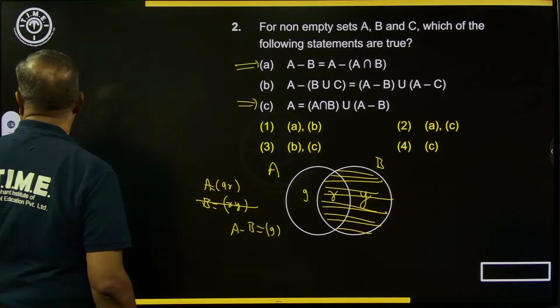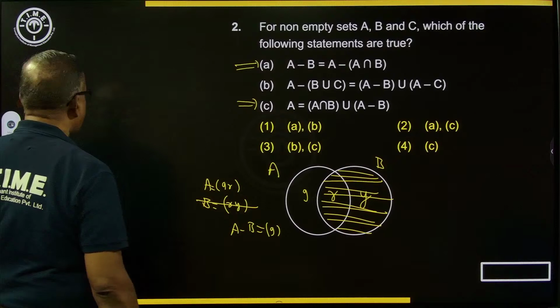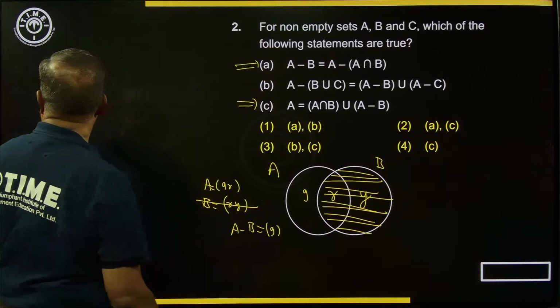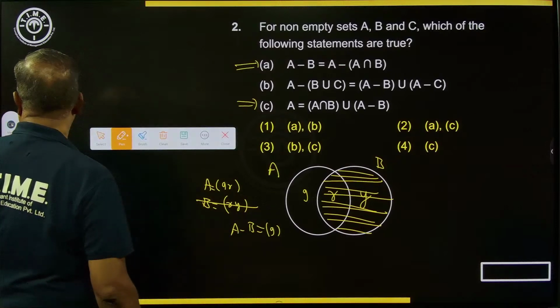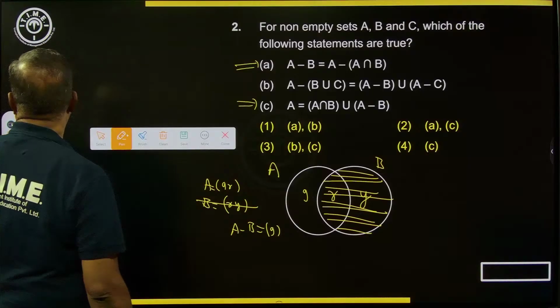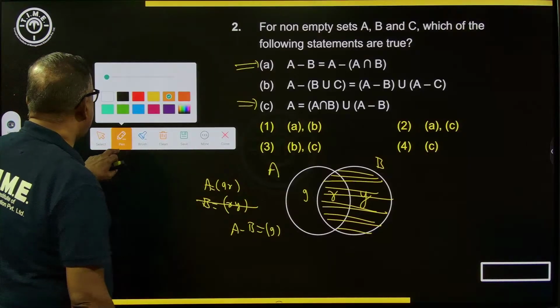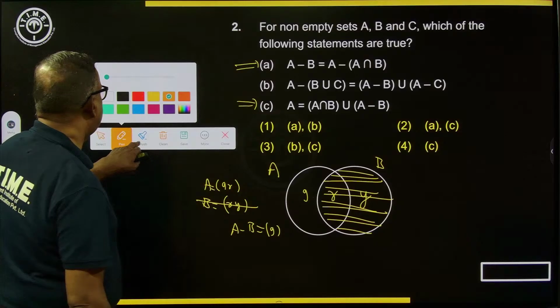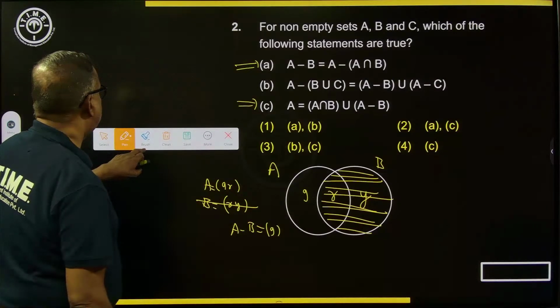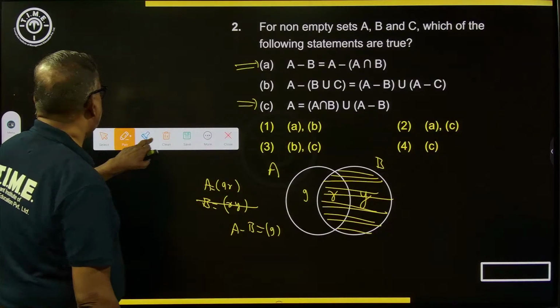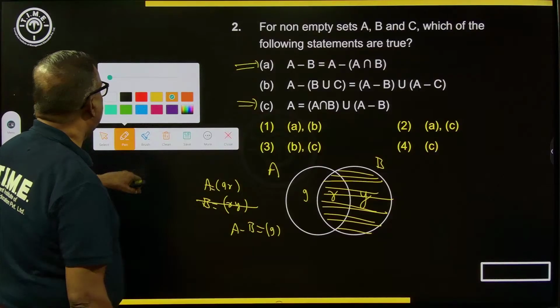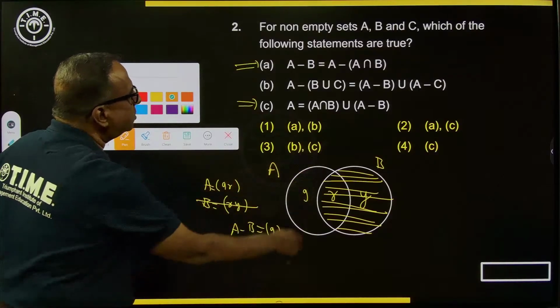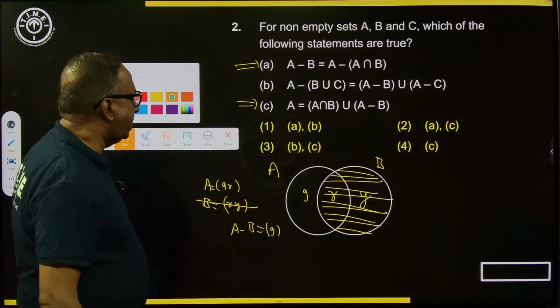Now, yeah, let us see the other case. Let me check this. Yeah, here we go. Let us use this. One second. Let us use this. So now what we want is A minus A intersection B.